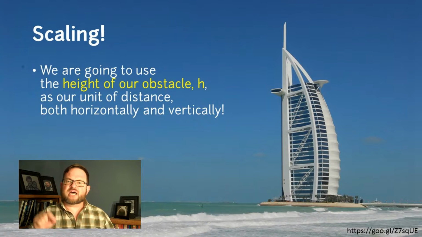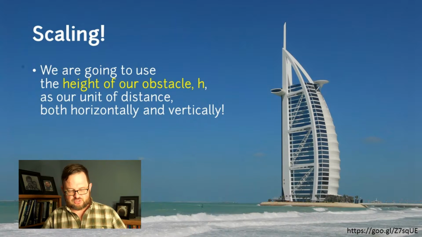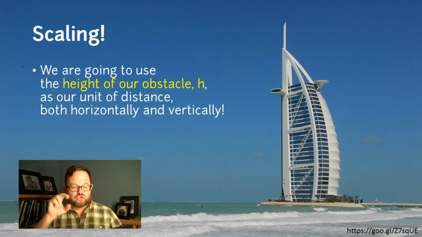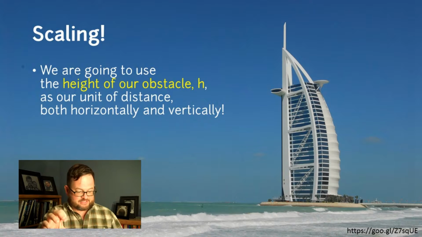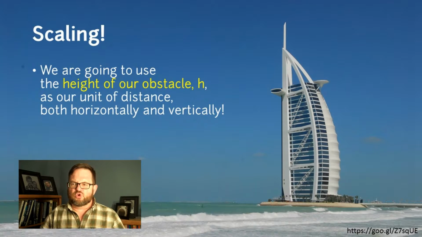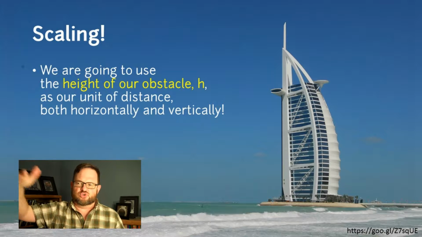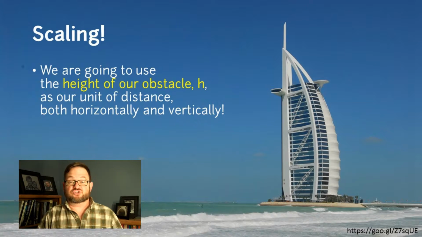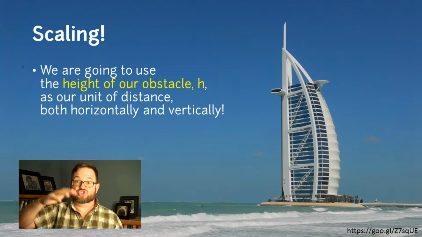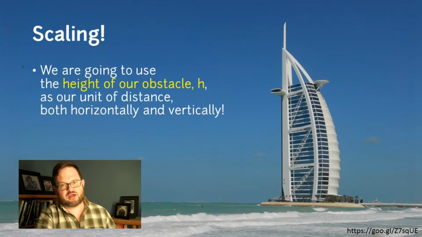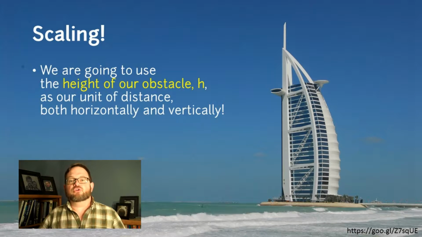We're going to use the height of our obstacle, so the height of this tower in this case is, let's say, h meters, as our new yardstick, our new unit of distance for both horizontally and vertically. So rather than saying this is what the wind is doing 200 meters up, and this is what the wind is doing 400 meters up, we'll talk about it in terms of what the wind is doing 0.8 h up, or 2 h up, or 20 h downwind, or 5 h upwind, right? H is now our new measure.